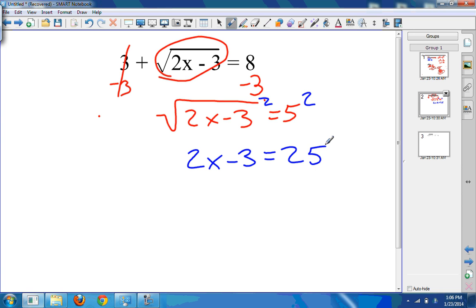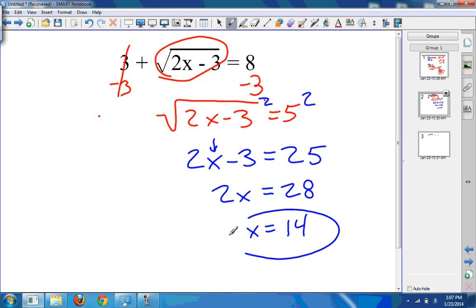So the first thing we need to do to get our variable x all by itself is to get rid of this minus 3. To get rid of the minus 3, we need to add 3 on both sides. So if I add 3 on both sides, I'll get 2x equals 28. And then I need to divide by 2. So if I divide by 2 on both sides, to get rid of that 2, I get x is equal to 14. If we want to check, we can take this 14 and plug it back in there, and we should get a true equation.